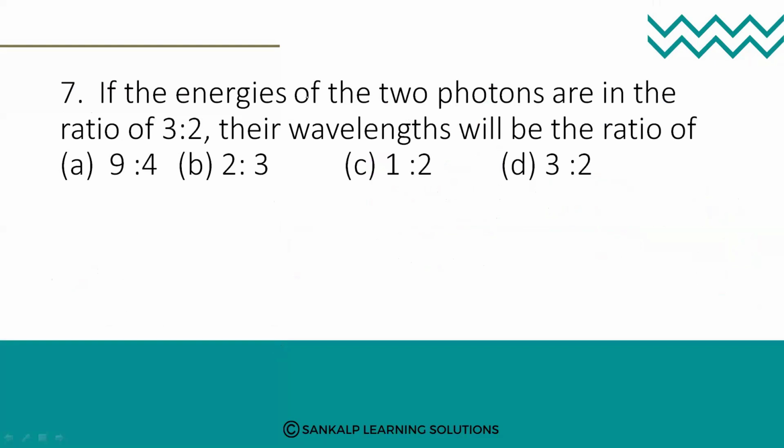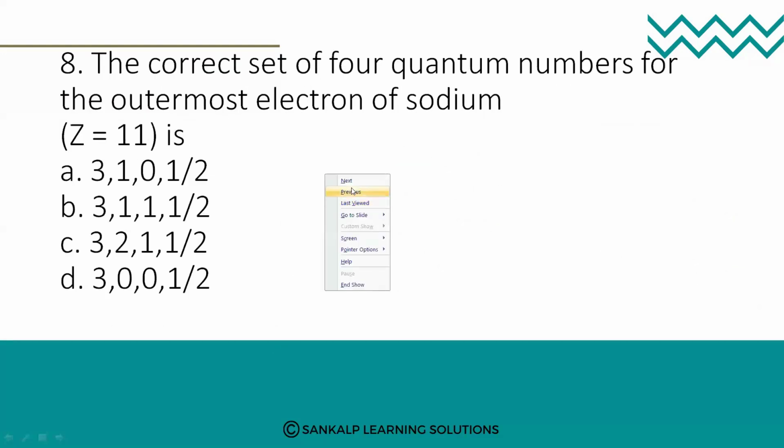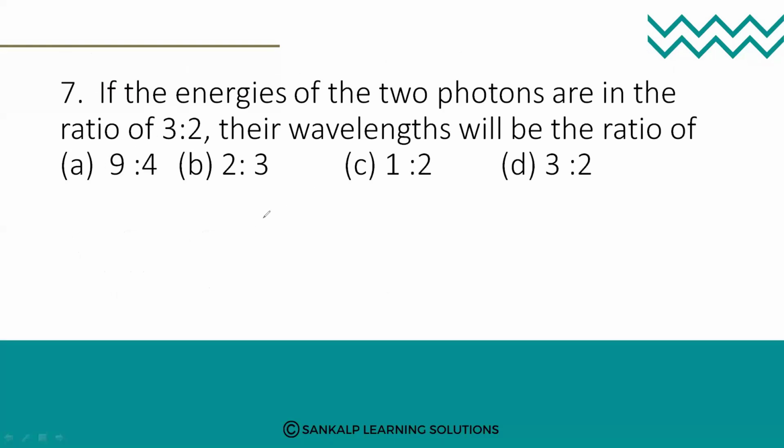So we have that formula, right? We know that energy is inversely proportional to what? Energy is inversely proportional to lambda, according to Planck's quantum theory. So E1 by E2 is equal to lambda 2 by lambda 1.